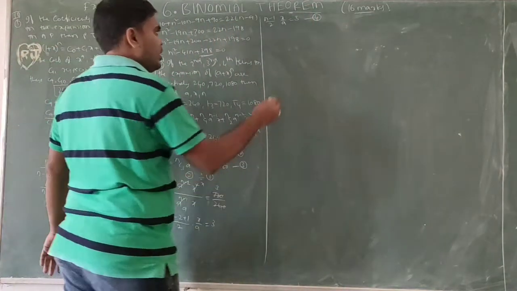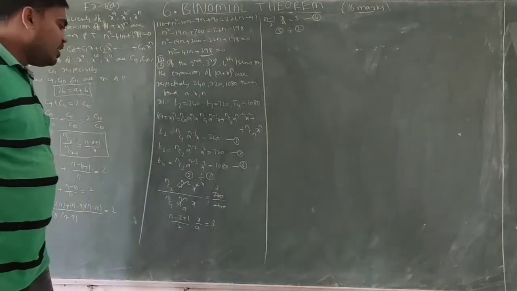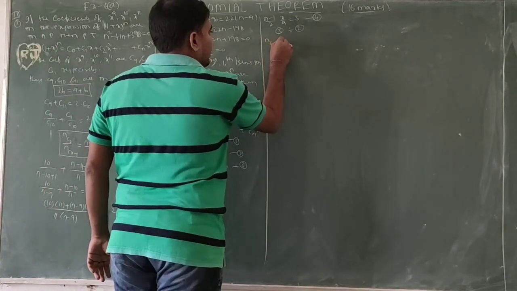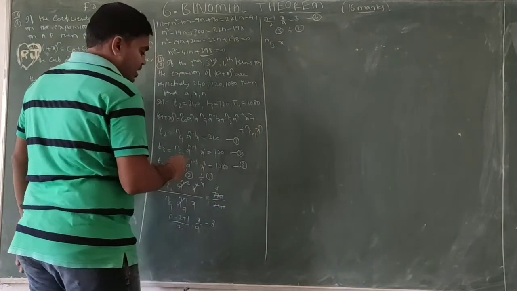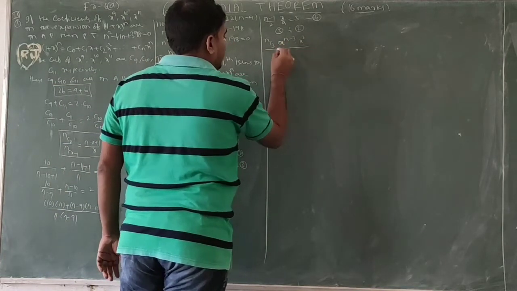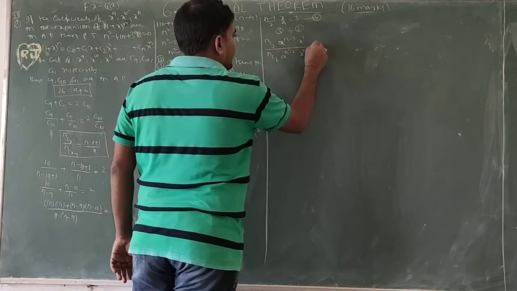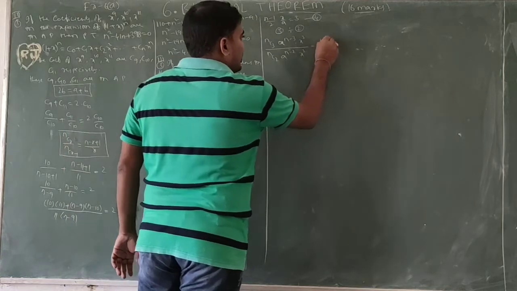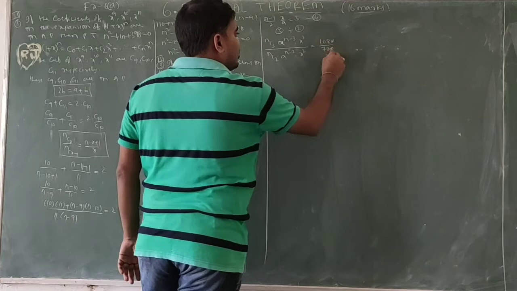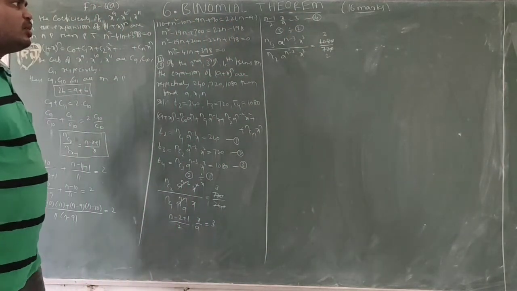Now 3 divided by 2. NC3 a power n minus 3 x cube by NC2 a power n minus 2 x square, which is equal to 1080 by 720. Zeros cancel. 36 into 2, 36 into 3.